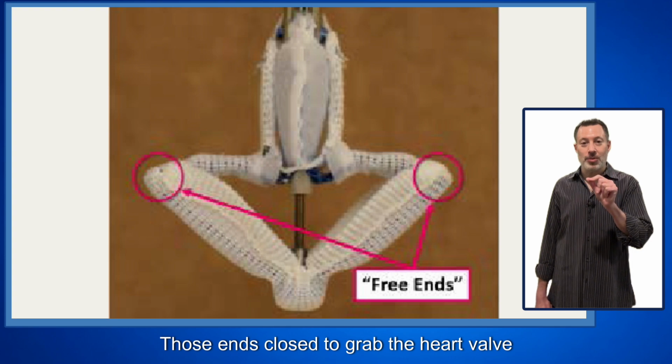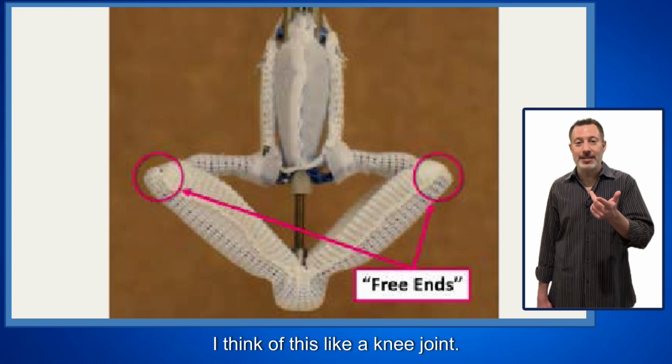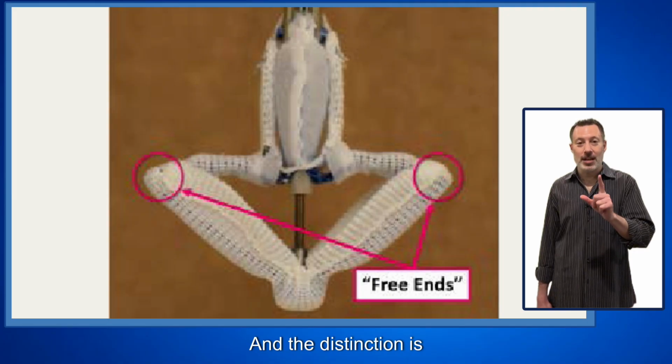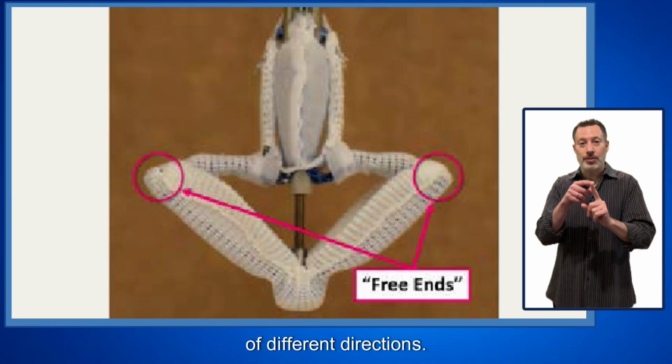Those ends closed to grab the heart valve tissue. I think of this like a knee joint. And the distinction is the original invention kind of is like a finger. And so the free end is the tip of the finger. It moves wonderfully in all sorts of different directions.